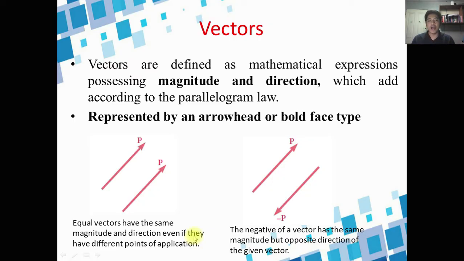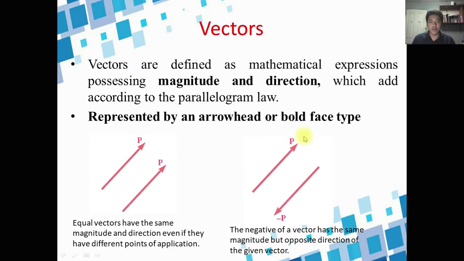If two vectors have the same length of the arrow, which corresponds to the magnitude, and that vector heads toward the same direction, then we can say that those two are equal vectors. The length of this arrow represents its magnitude, and the arrowhead denotes where it is going, the direction.